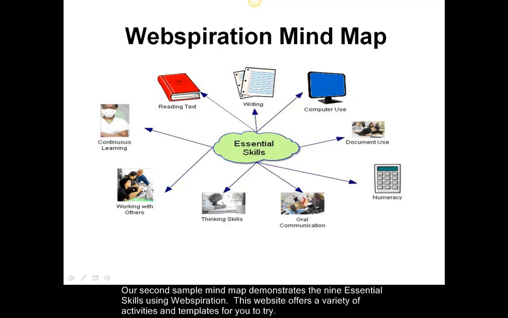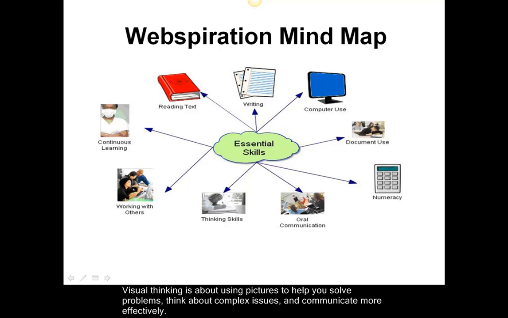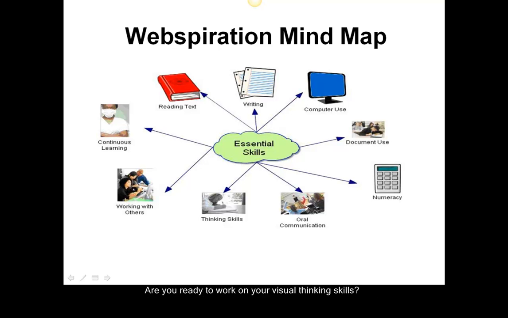Our second sample mind map demonstrates the 9 essential skills using Webspiration. This website offers a variety of activities and templates for you to try. Visual thinking is about using pictures to help you solve problems, think about complex issues, and communicate more effectively. Are you ready to work on your visual thinking skills? Remember, you don't have to be an artist, just a bit creative.